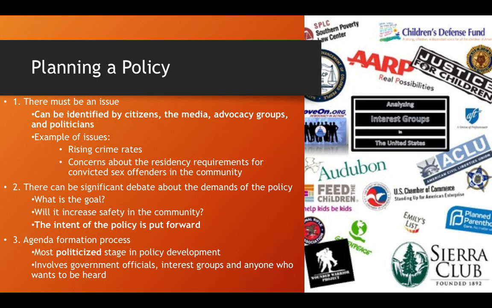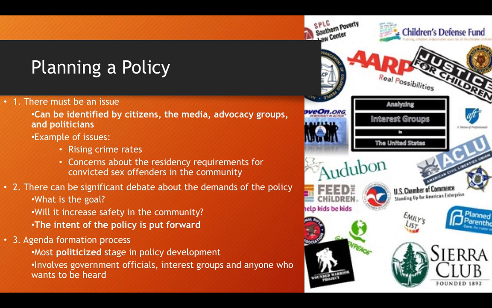There could be significant debate about the demands of the policy, right? So, for example, what are the goals? Is it to help individuals? Is it to rehabilitate them? Or does the society want retribution? Do we want to help these individuals so they're productive members of society, or do we want them to be behind bars first? So this is where debate takes place. This is when the individuals that are going to pass the policy have to figure out what the intent of the policy is that we're putting forward.